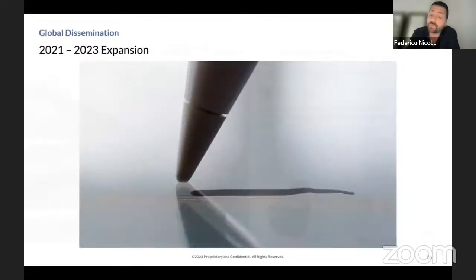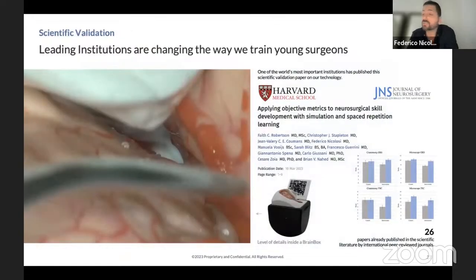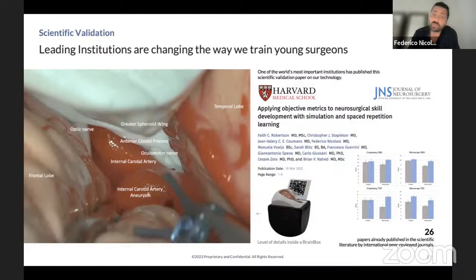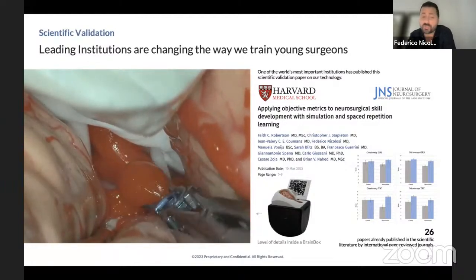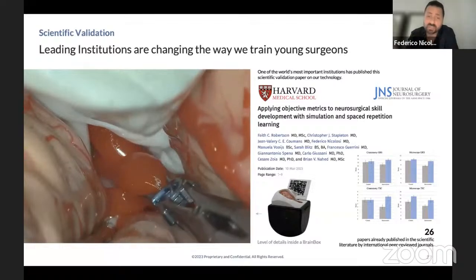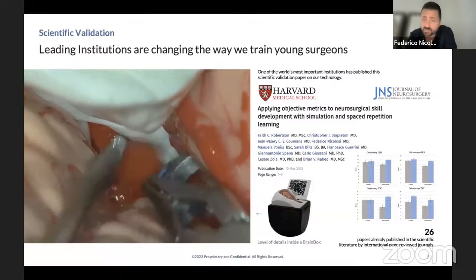And at some point, obviously, everything is just words if we do not validate. So we started also working with several institutions around the globe to demonstrate that the use of simulation can increase abilities. So this is an example on cranial, but I will move now to an example of spine.